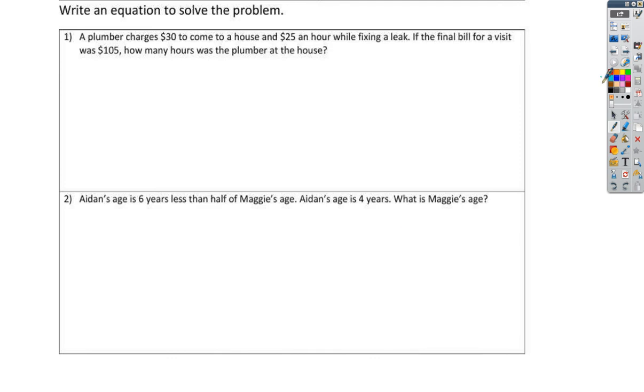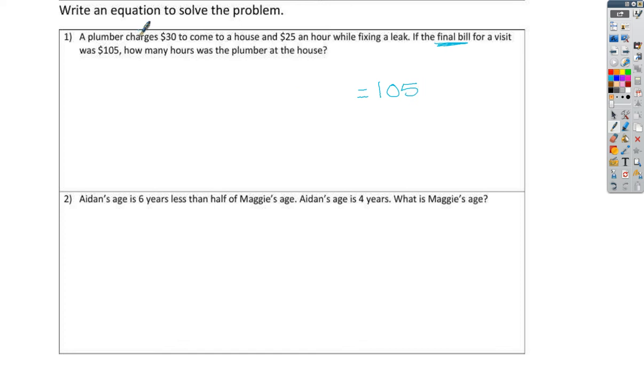Okay, time for word problems. We need to write an equation to solve the problem. So a plumber charges $30 to come to a house and $25 an hour while fixing a leak. If the final bill for the visit was $105, how many hours was the plumber at the house? So the first thing we want to think about is what we know. It says the final bill right here of the visit is $105. So that's going to be your answer, because the final answer, or the final, is what we're trying to get to. So that's 105.